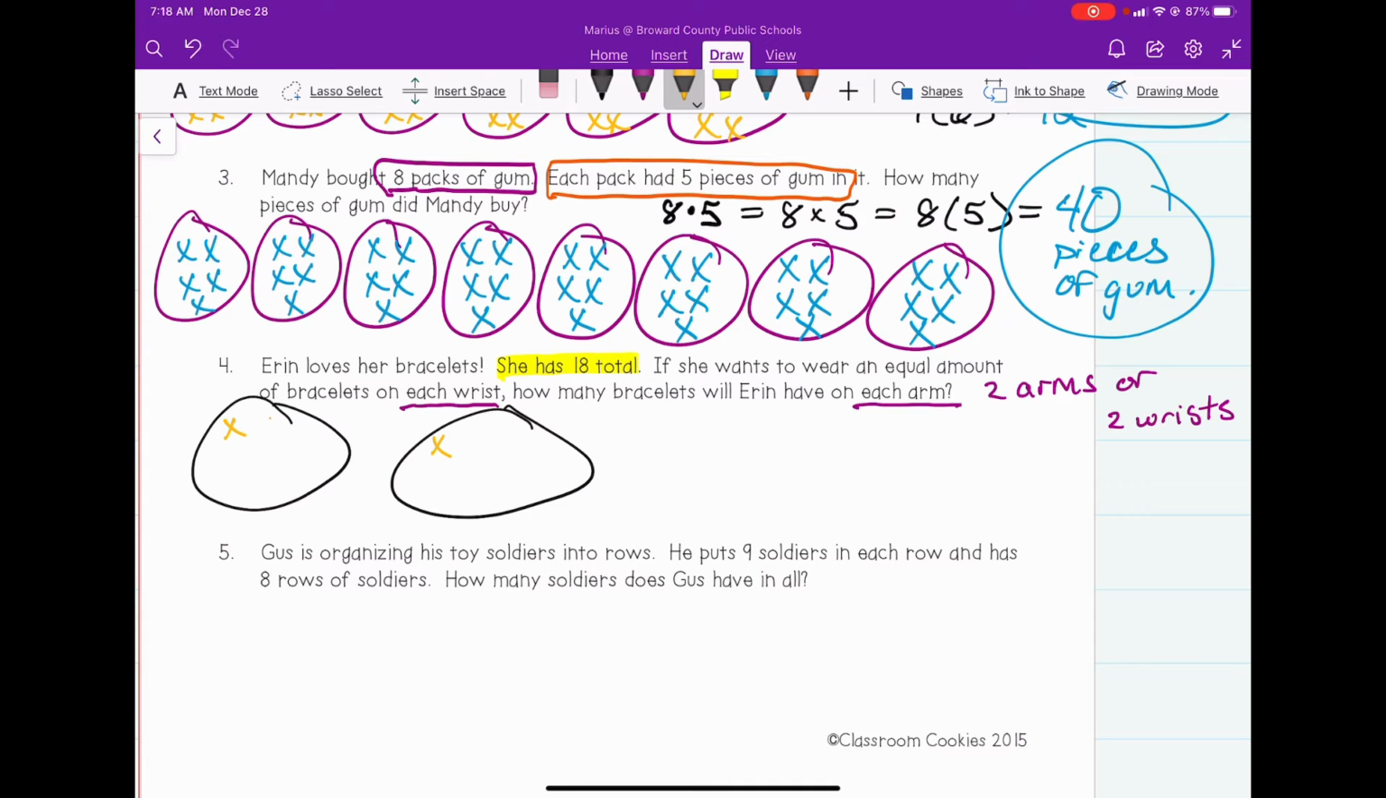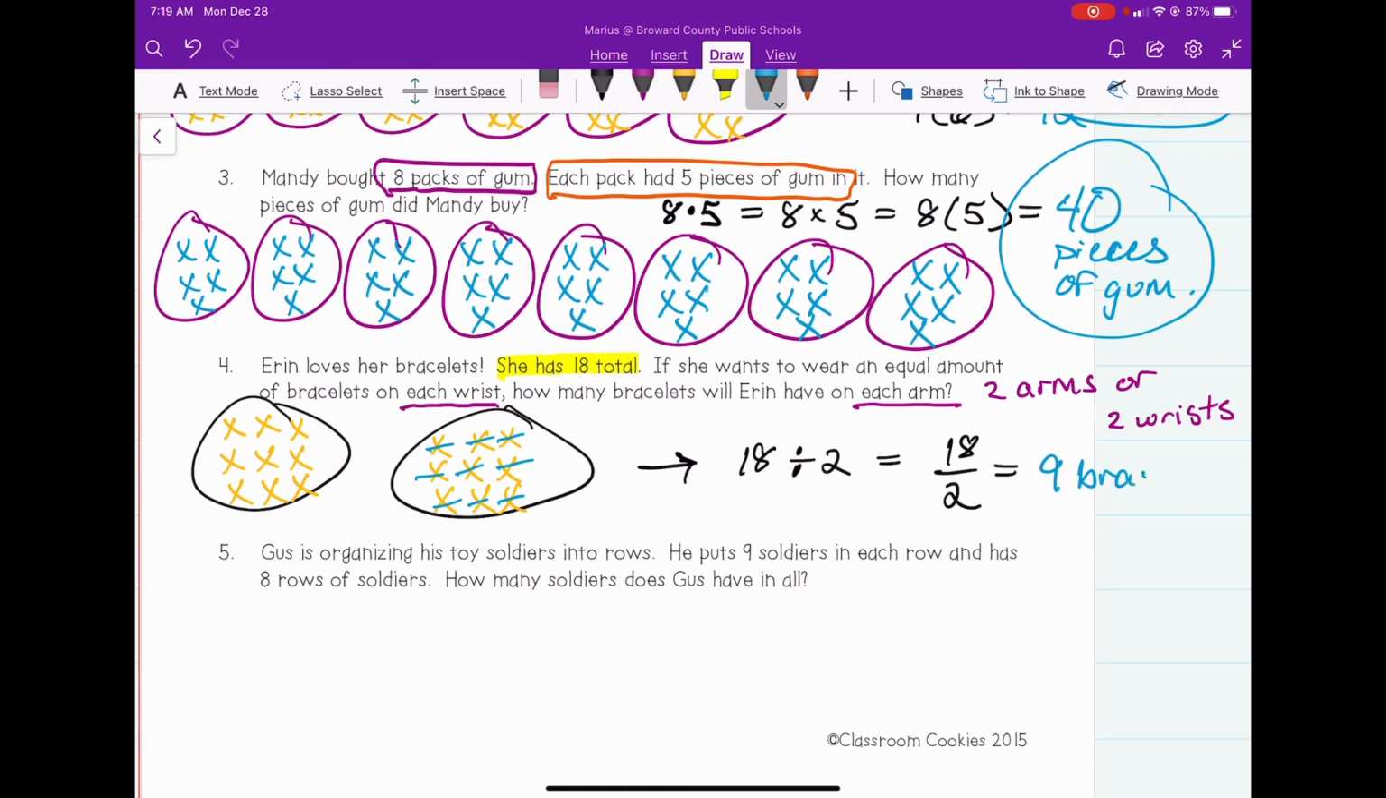So here we go. 1, 2, 3, 4, 5, 6, 7, 8, 9, 10, 11, 12, 13, 14, 15, 16, 17, 18. So there we go. We have our 18, and this really represents 18 divided by 2, or we can write it as 18 divided by 2. Let's count out how many X's are in one circle. 1, 2, 3, 4, 5, 6, 7, 8, 9. So 18 divided by 2 is 9. How many bracelets will she have on each arm? 9 bracelets.